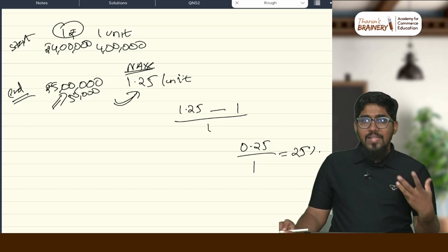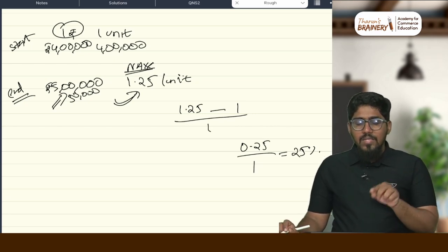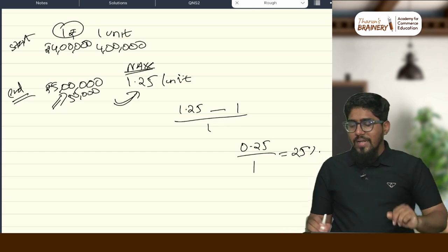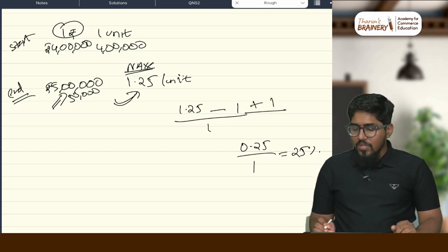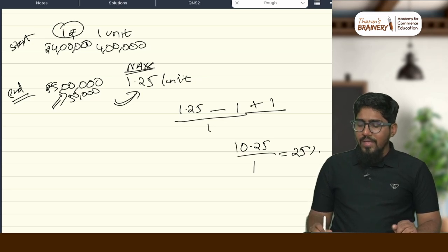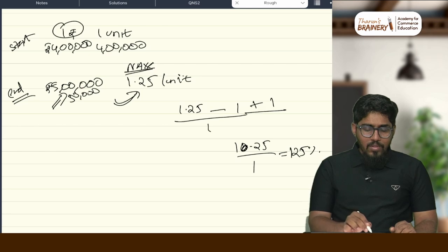Are you all with me? Someone is asking you what is the return? My return is 25%. So this is the formula. Suppose they have also distributed some dividends, so that is also income. Let us say that 1 rupee is distributed as dividend, so this becomes 1.25 and then my return is 125%. Clarity. So this is how the NAV concept works.